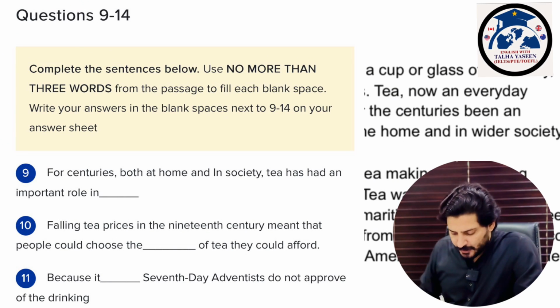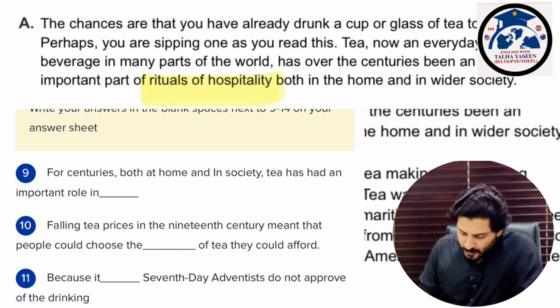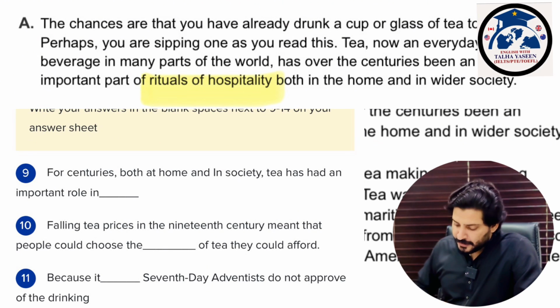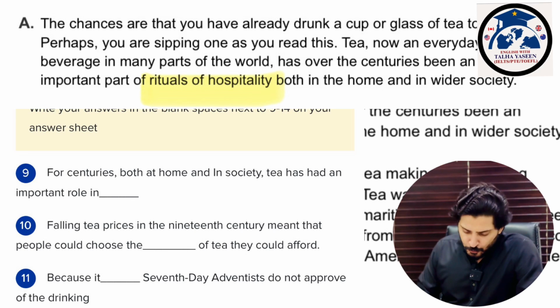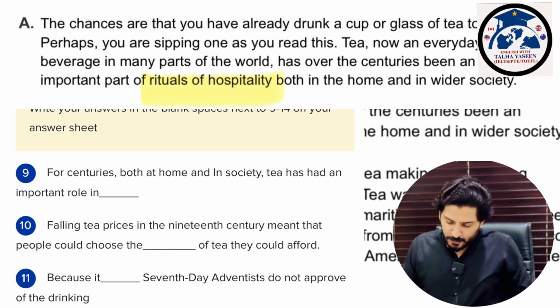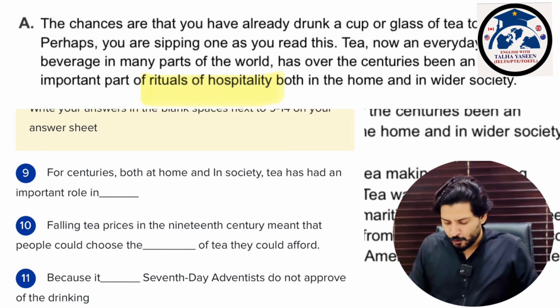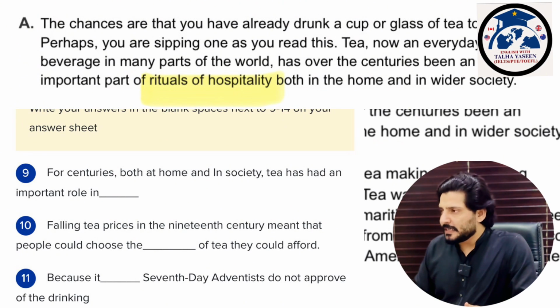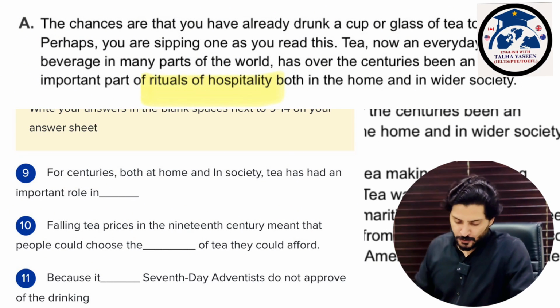For centuries, both at home and in society, tea has had an important role in dash. Let's read passage 1. Let's read hospitality. If you read paragraph 1, line 2: tea, now an everyday beverage in many parts of the world, has over the centuries been an important part of rituals of hospitality, both in home and in wider society. So you can write hospitality or rituals of hospitality, because you are allowed to write 3 words. So both answers will be correct.